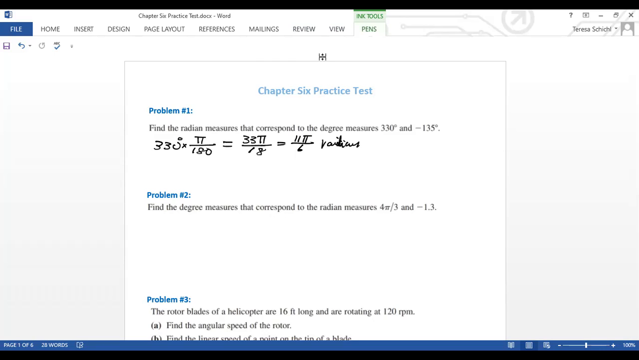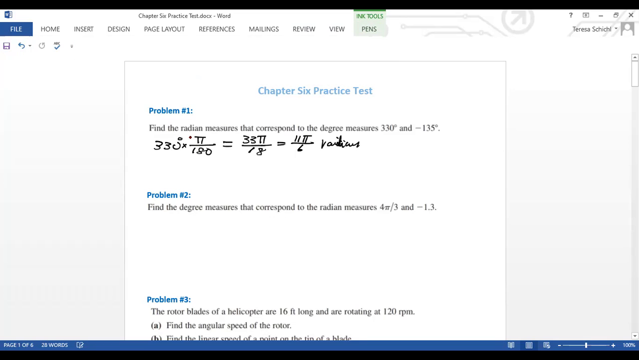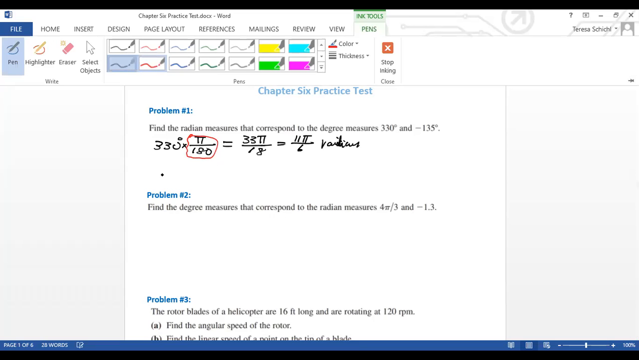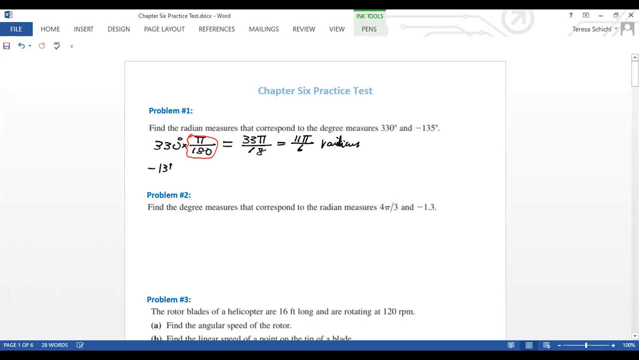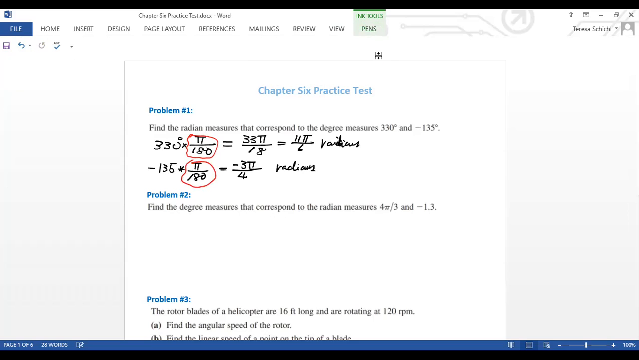The key thing here is to be careful. When you change degrees to radians, you need to multiply by pi over 180. The same thing here with 135: I multiply by pi over 180. If you simplify that, you will get negative 3 pi over 4 radians here. So remember, to change degrees to radians, you multiply by pi over 180.